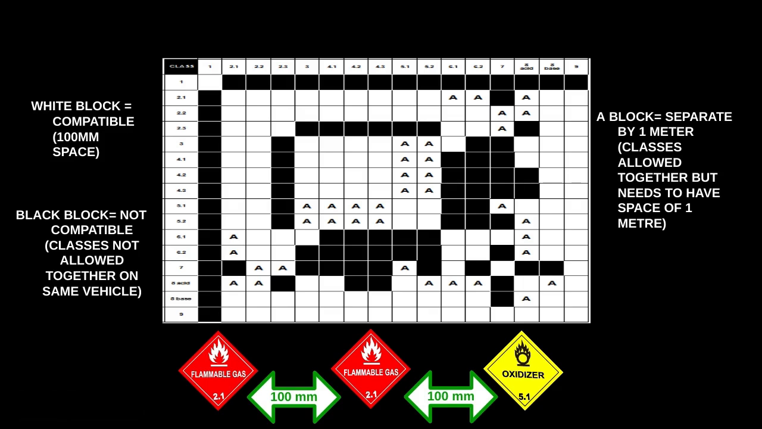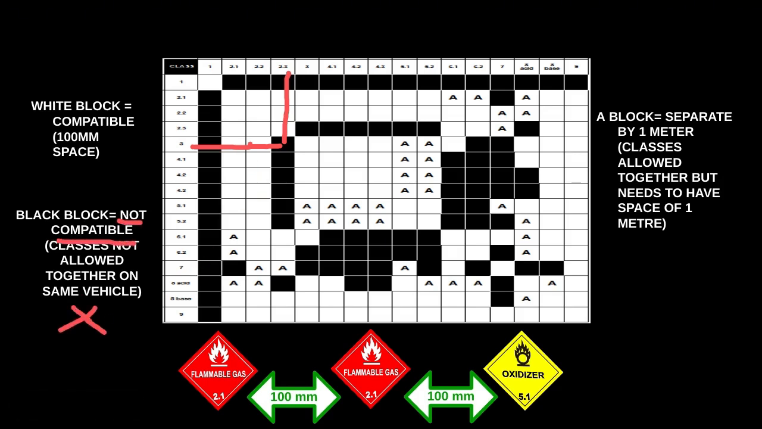Let's do a few examples. Let's say we have class 2.3 toxic gas and class 3 flammable liquid. We start by finding class 2.3 and go down until we get to class 3. We can see that this is a black block. What does this mean? It means the goods cannot be on the same vehicle.